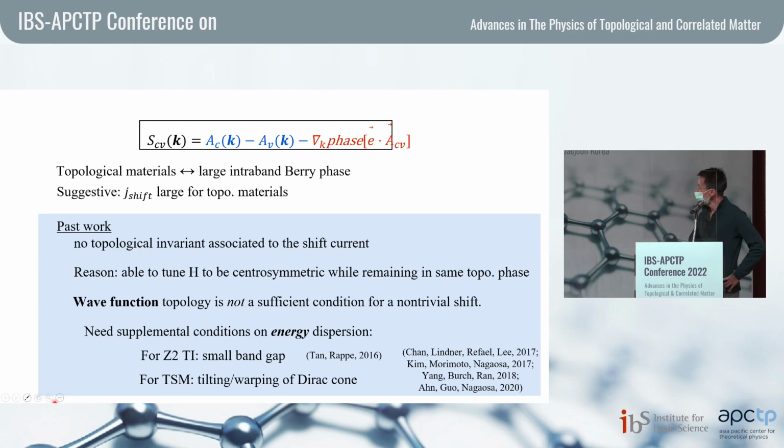Right? This implies that the topology of the wave function is not a sufficient condition for a non-trivial shift. So you really need to impose supplemental conditions, and typically these conditions are imposed on the energy dispersion. For example, in this work, the condition is to impose a small band gap for Z2 TIs, and in some of these works, the condition is to impose a tilting of the Dirac cone or a warping of the dispersion, and so on.